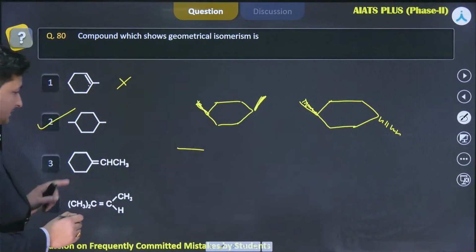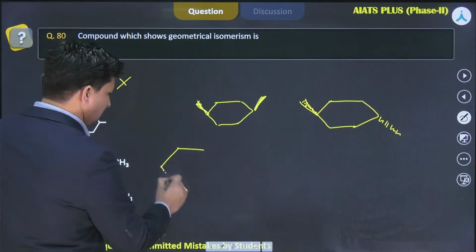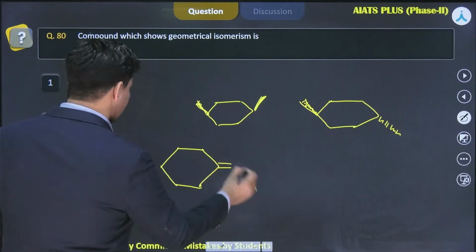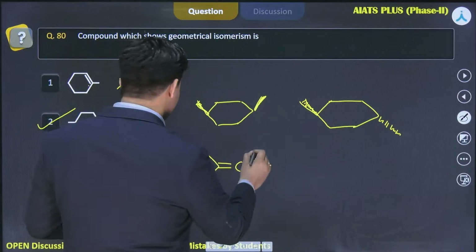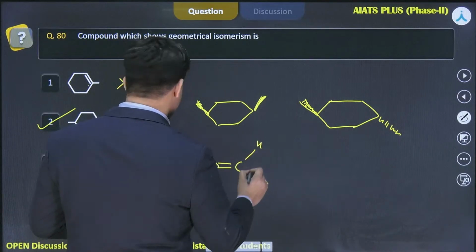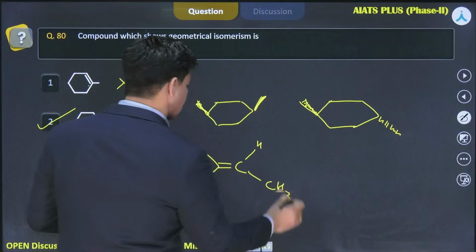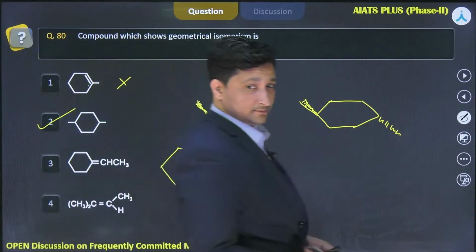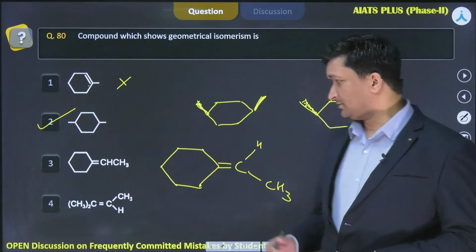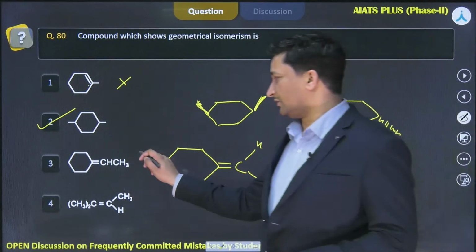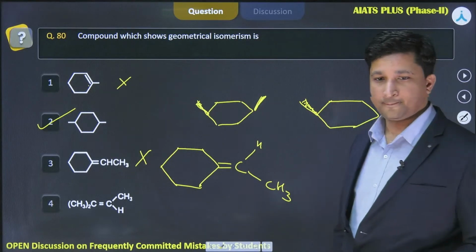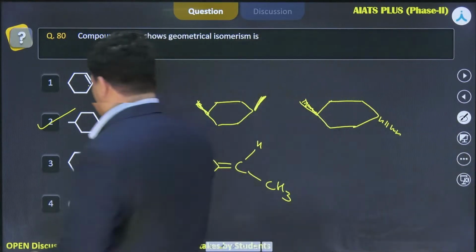Now here also you can see this compound is there, carbon, H, CH3. Again, no rotation is possible because two conjugated double systems are there. So here also this is not going to show any kind of geometrical isomerism. Yes, Arushi, it is the same as structure one.